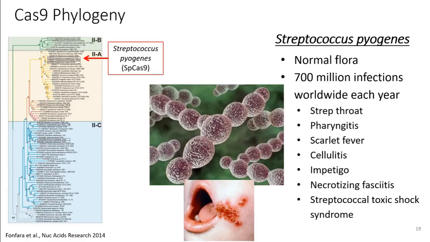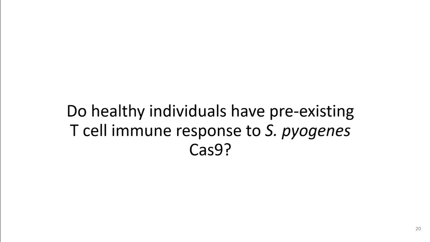Many bacterial species possess a CRISPR-Cas9 system, but the most widely studied system is the one from Streptococcus pyogenes, or Strep pyogenes, a bacterial species that is part of the normal bacterial flora in humans, and it causes 700 million infections each year. Given the foreign nature of the Cas9 protein and the ubiquity of the bacteria that it is derived from, we hypothesized that healthy individuals have pre-existing T-cell immunity to Cas9.